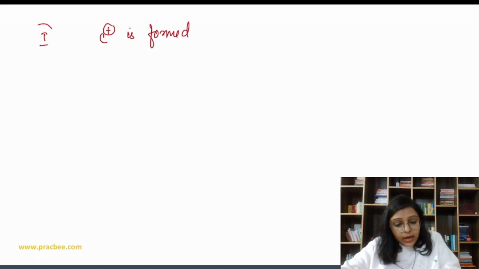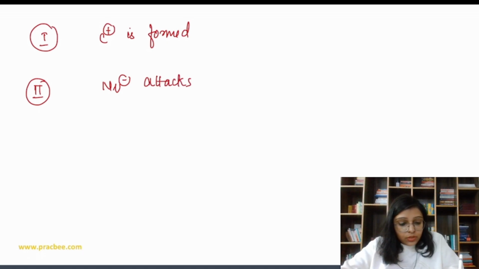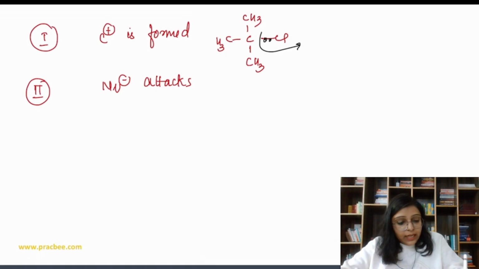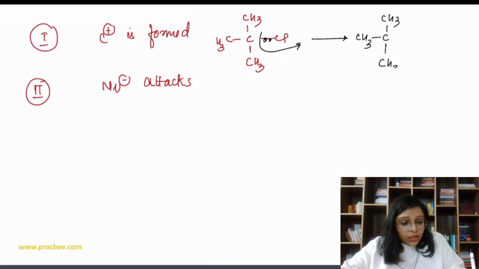Carbocation formed. In the first step, carbocation is formed, and in the second step, nucleophile attacks. Suppose we have C positive, CH3, CH3, and this is CH3. Or we can write, suppose it is Cl. So in the first step, what happens? Cl leaves. So we get CH3, C, CH3, CH3 positive, and Cl minus leaves.